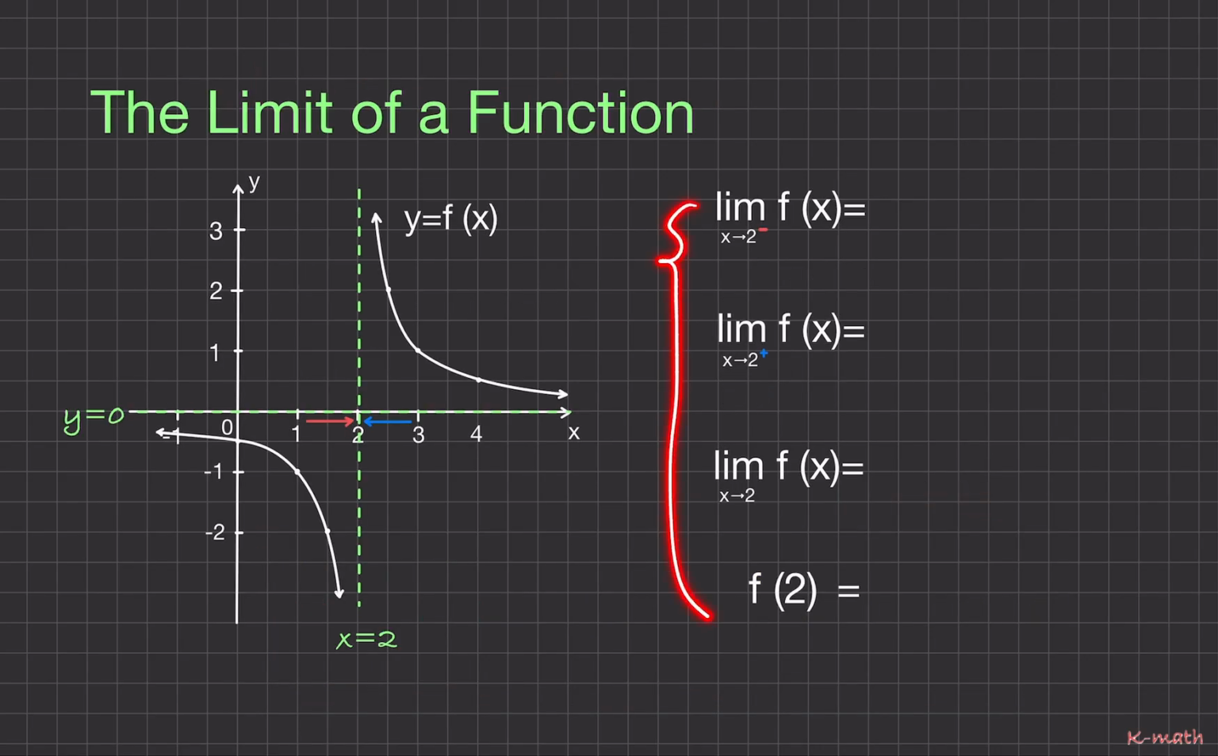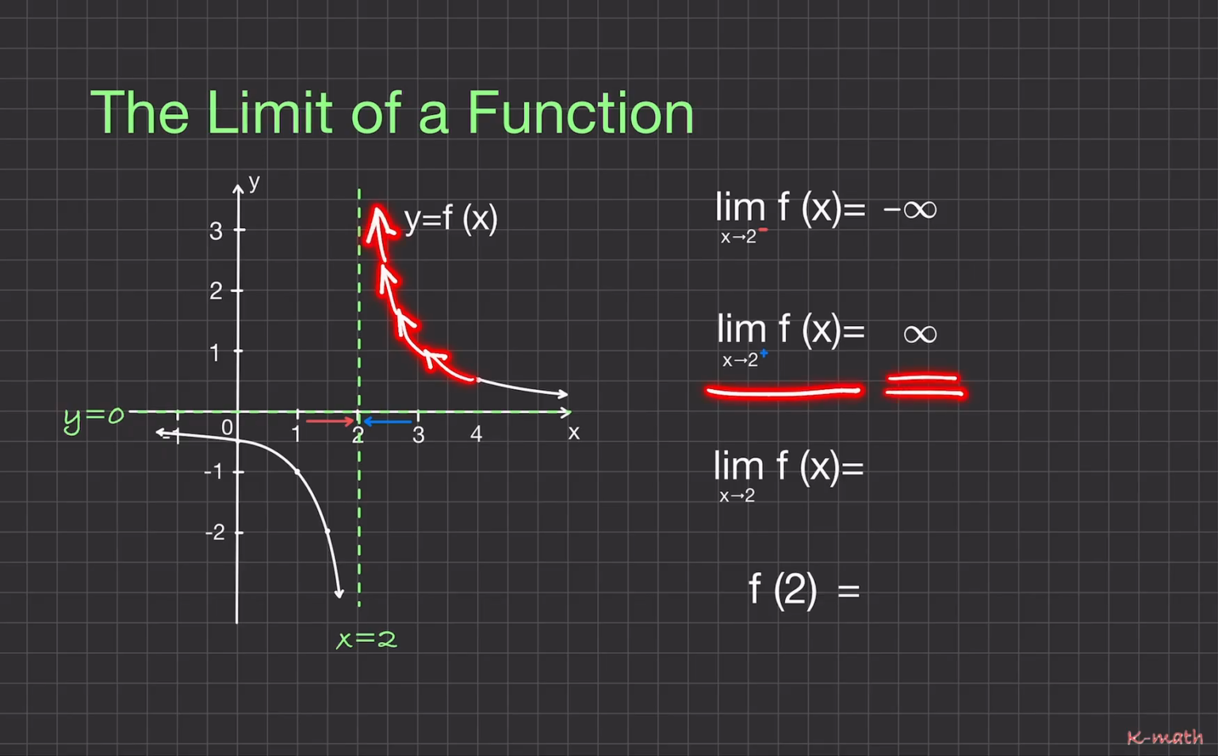Let's try this one. What is the limit as x approaches 2 from the left? What do you think? Here's the vertical asymptote at x equals 2. As we follow the curve, the y values go lower and lower without bound. Therefore, it goes to negative infinity. Let's look at the right side. If we follow the curve toward the vertical asymptote, the y values keep going higher and higher. So the limit from the right is positive infinity.